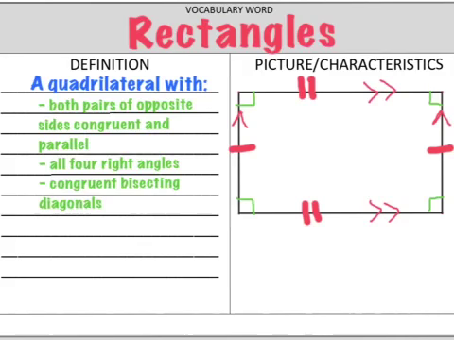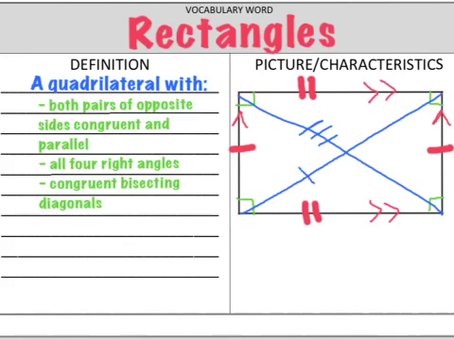Okay, and then the last thing is talking about that a rectangle has congruent bisecting diagonals. So let's draw the diagonals and then we'll label them with that information. So here's our diagonal, and here's our other diagonal. We know that the diagonals are congruent, which means that the 2 diagonals are the same length. The entire diagonal is the same.